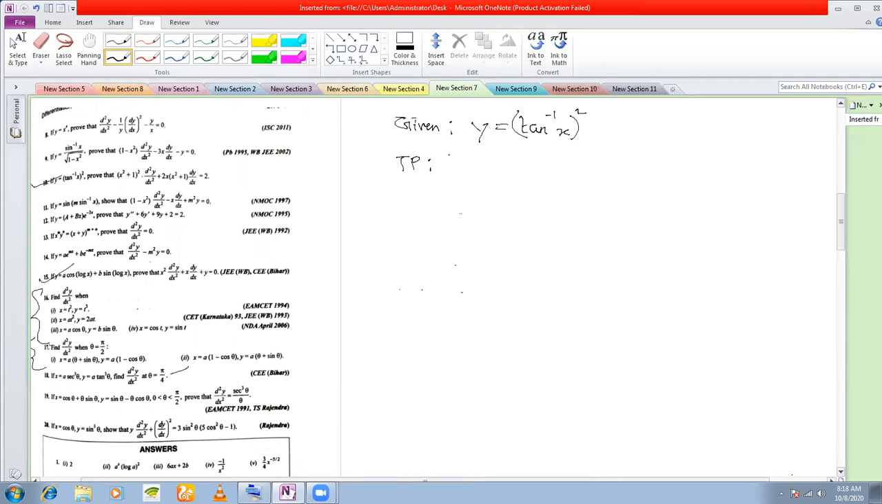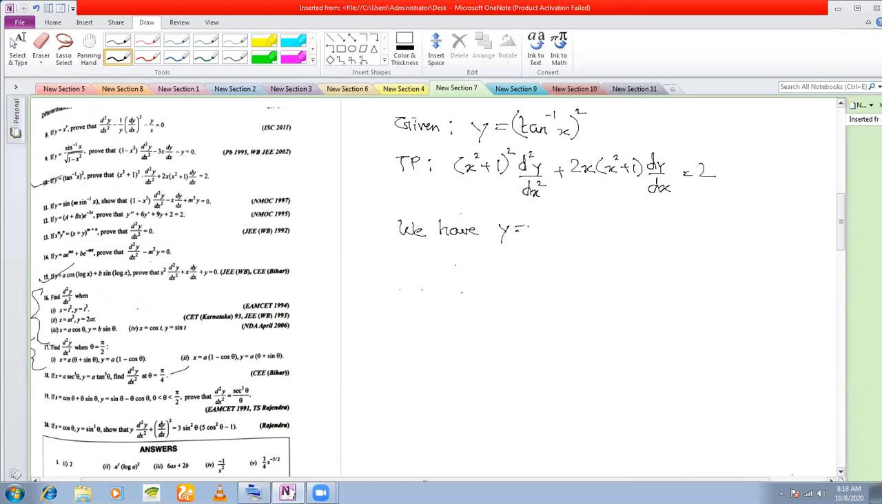You need to prove that x square plus 1 whole square into d2y dx2 plus 2x into x square plus 1 dy dx is equal to 2. This looks like a little complicated expression, but it is nothing. There is nothing complicated. We simply find dy dx and d2y dx2.